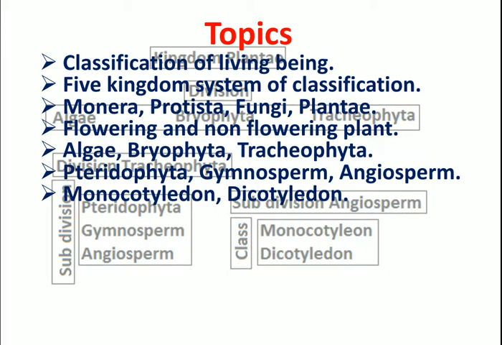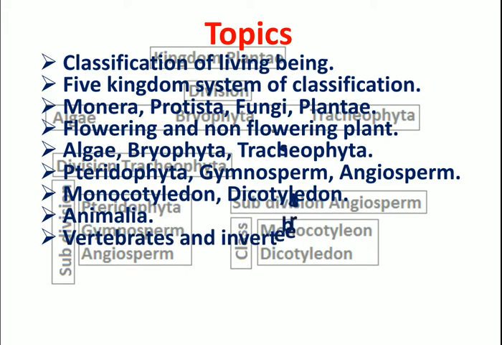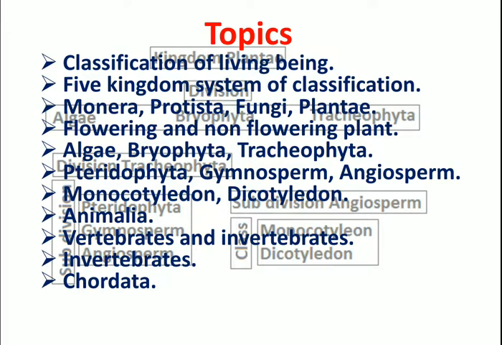Monocotyledon, Dicotyledon. Animalia, vertebrates and invertebrates. Core data. Life cycle of mosquito.